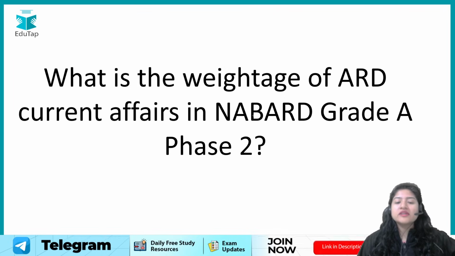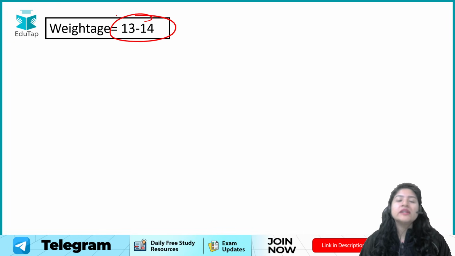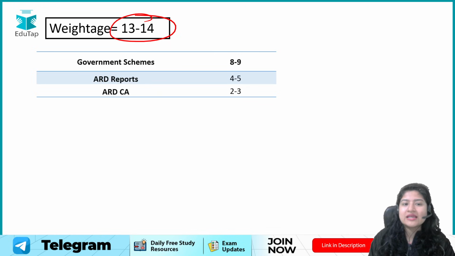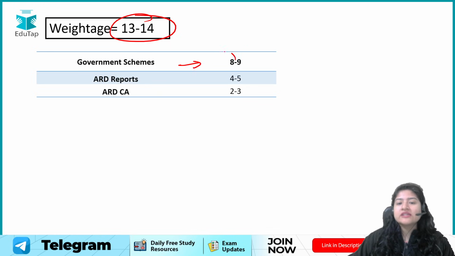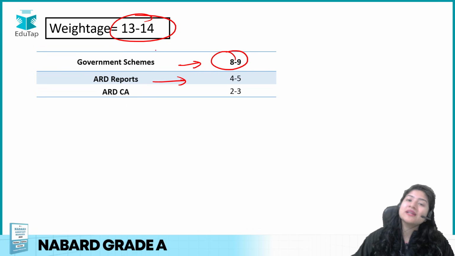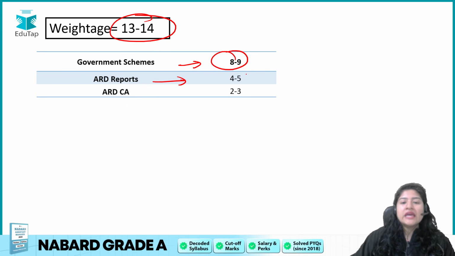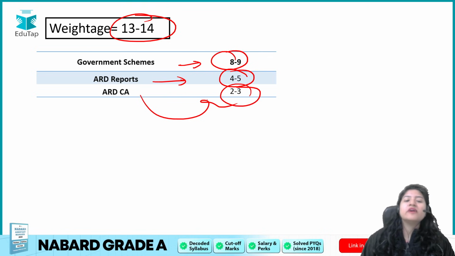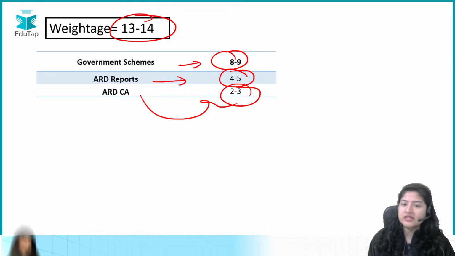And talking about phase 2, is there any difference? Yes, there will be a difference, because the weightage of ARDCA altogether increases to 13 to 14 marks. Because of that, the weightage of government schemes related to ARD and allied sector becomes 8 to 9 marks, ARD reports becomes 4 to 5 marks, and ARD current affairs becomes 2 to 3 marks.